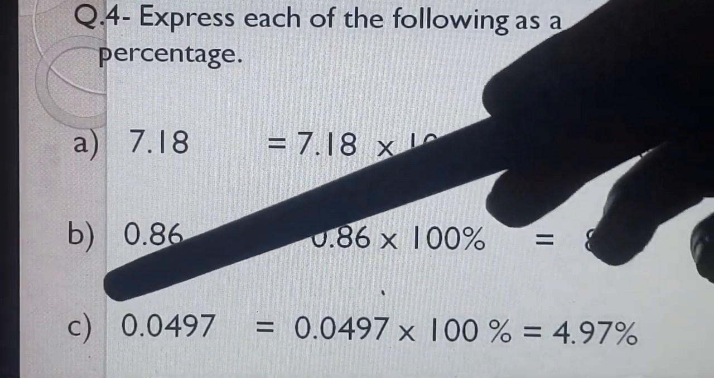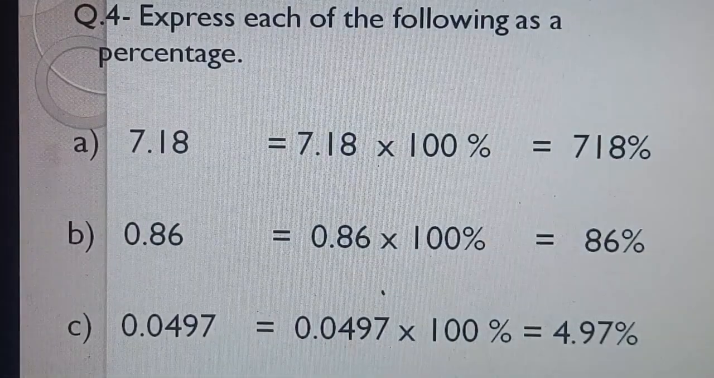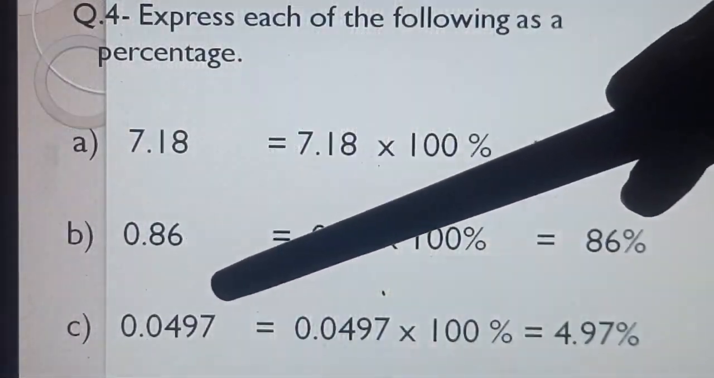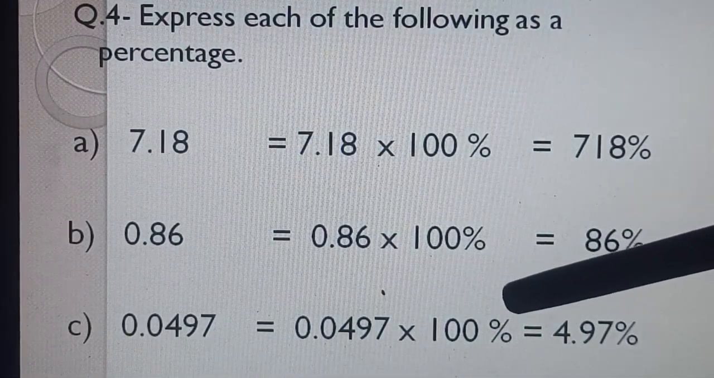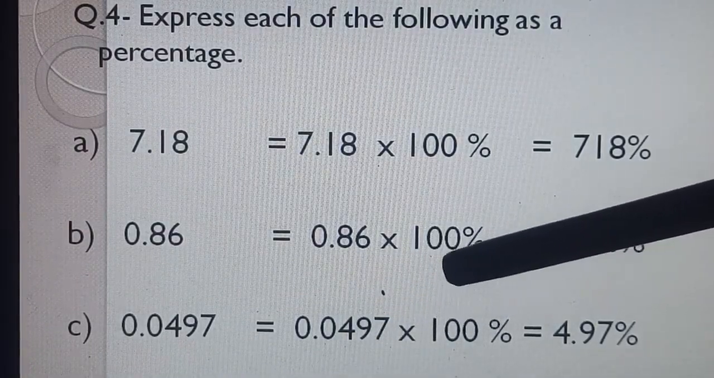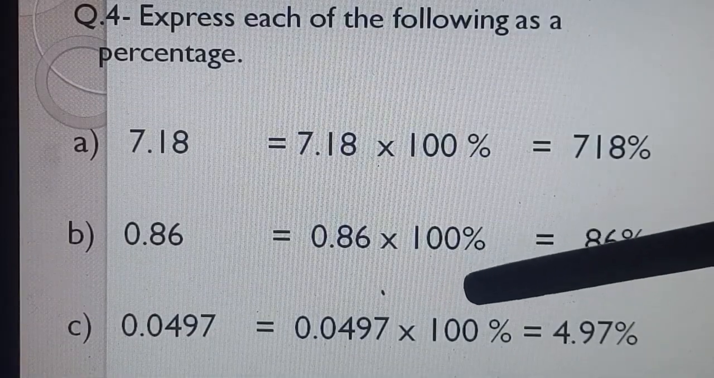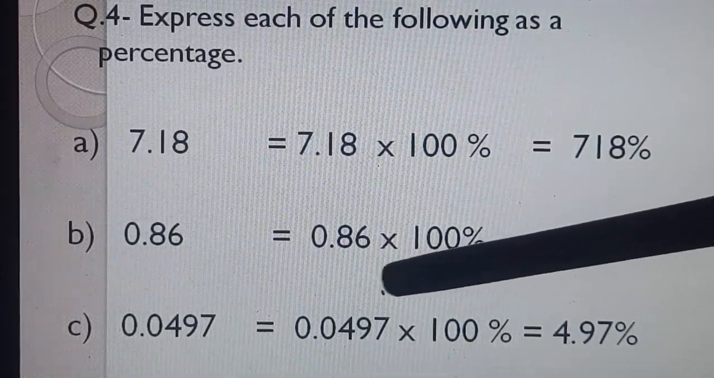C part, 0.0497. First step is 0.0497 multiply by 100%. If you are not shifting directly decimal, then I told you one more process that you can change it in the form of fraction and then you can do cancellation. In both the ways you will get the same answer, right?